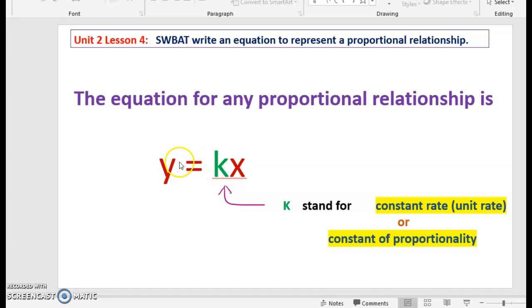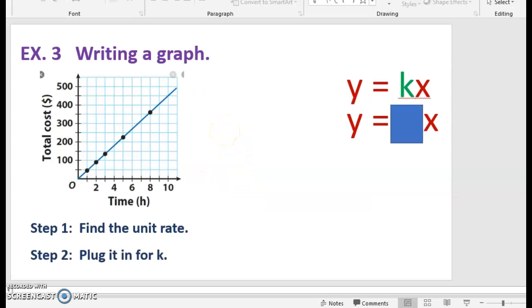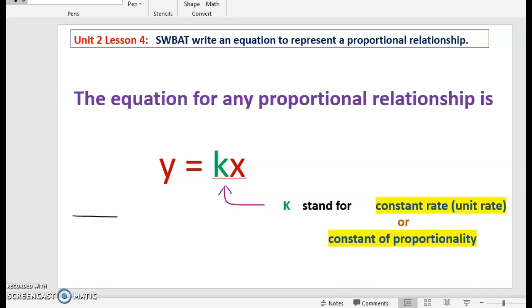Well, the x and the y stand for the x and the y that is in a table. We have a table like this. We have x's and y's. That's what the x and this y represent. And when you have a graph, we have x's on the x-axis and y's on the y-axis. So that's where the x and the y values come from.